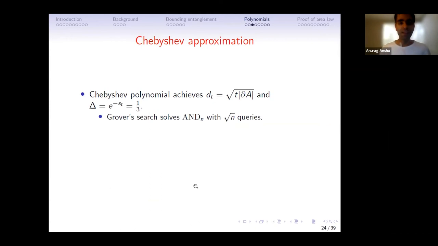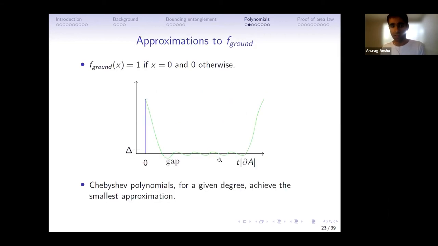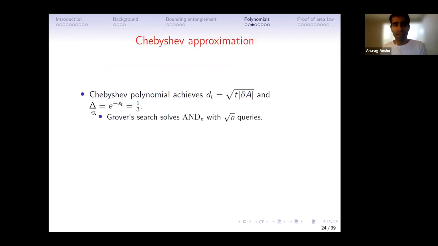Another red slide. So the Chebyshev polynomial achieves the following parameters. It achieves a degree which is the square root of the norm of the Hamiltonian, that is, the square root of the whole range. That's G times area. And the approximation error is a constant. This is the same thing that happens, for instance, in Grover search, where Grover search solves the AND function with root n queries, same kind of phenomenon. So the Chebyshev polynomial achieves this degree, and it has constant approximation error.